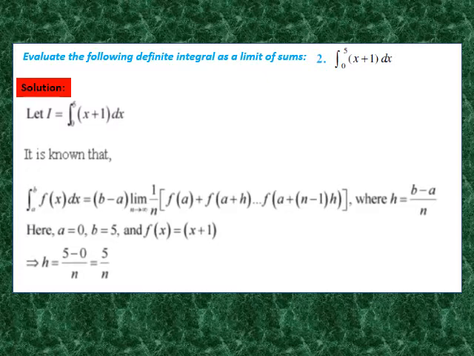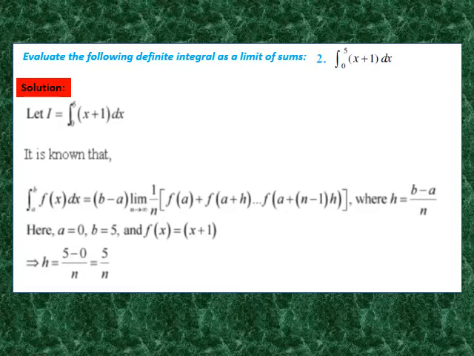Evaluate the following definite integral as a limit of sums 0 to 5 x plus 1 dx. So here our f(x) is equal to x plus 1, a is equal to 0, b is equal to 5. So and we know that integral a to b f(x) dx equals to b minus a limit n tends to infinite 1 upon n f(a) plus h, f(a) plus 2h, f(a) plus 3h up to f(a) plus n minus 1 into h, and the value of h equals to what? B minus a upon n.